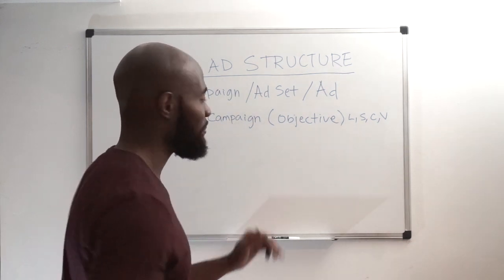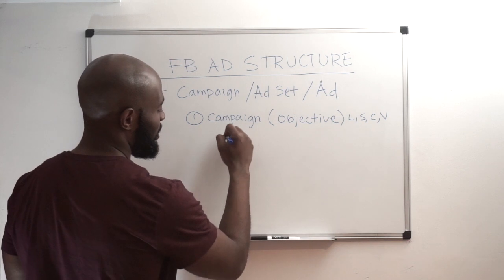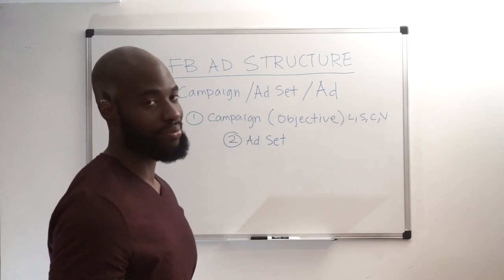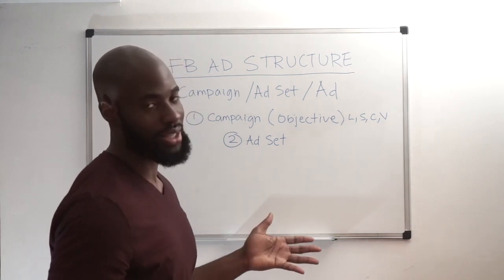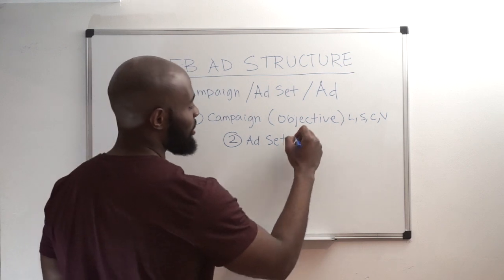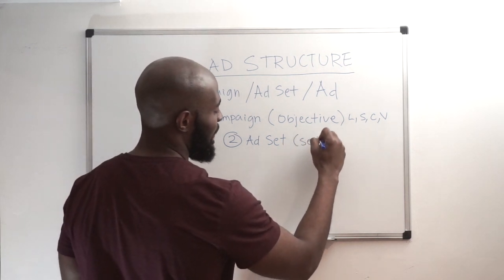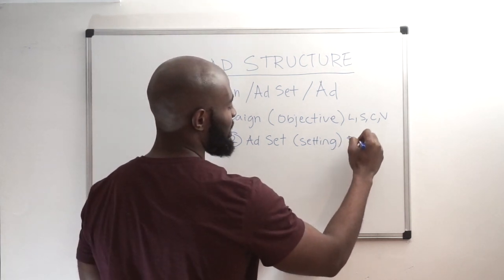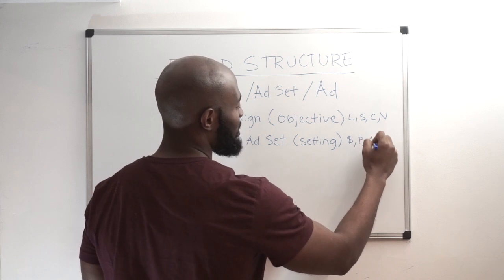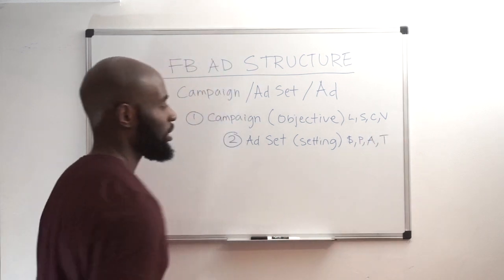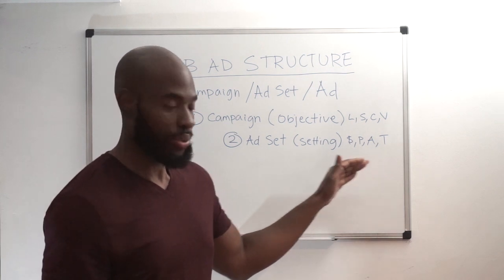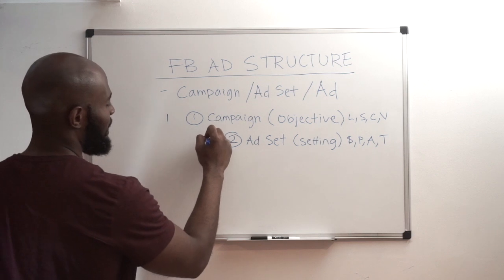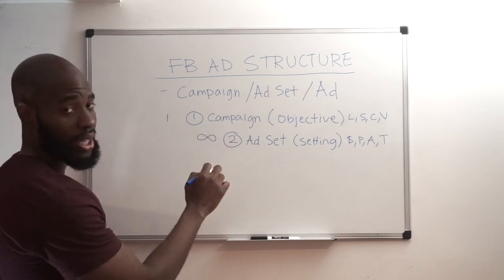Now, within a campaign is the second level, which is the ad set. The ad set stands for ad settings. Well, I don't know if it stands for ad settings, but that's how I remember it. This is where you set up the settings of the actual ad. So this can be stuff like your budget, your placement, your audience, the targeting. Those are the kinds of things that are set up at the ad set level. So remember, although you have one campaign, you can have unlimited ad sets within that campaign.